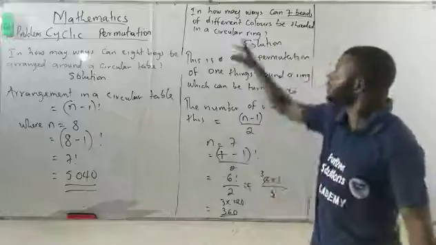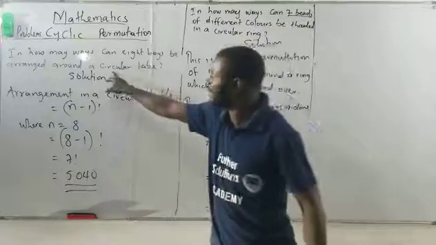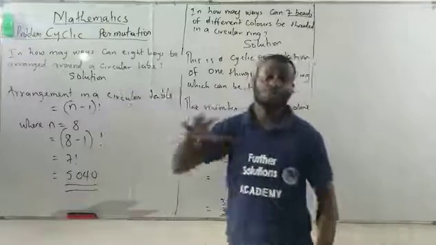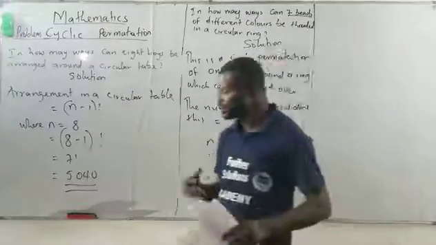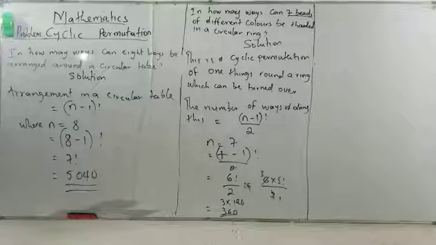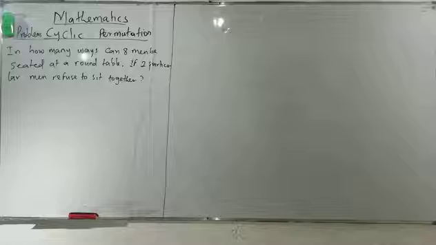Now, because this one is a ring and this one is a table, a ring can be moved around, and the table cannot be moved around. Now, let me try to generate more examples for better understanding. Okay, let's look at this one.